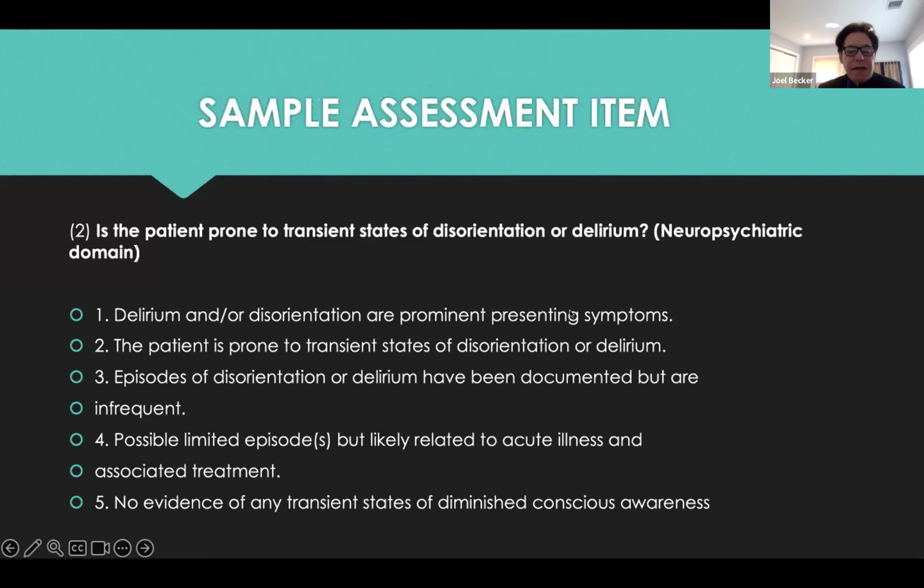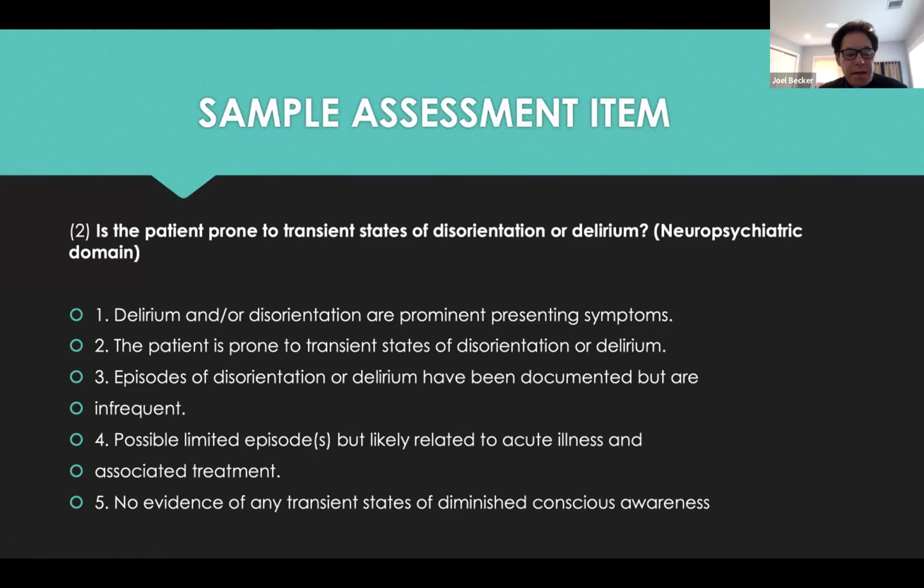A sample assessment item. Since I mentioned delirium, I'm going to go right there. Is the patient prone to transient states of disorientation and delirium? And we rate it on a Likert scale, which I'm using as 1 to 5, where the lower scores are the scores that are more in the risk realm. The higher score indicates that the patient is much more capable and obviously is able to work with behavior that would go along with transmission-based precautions.